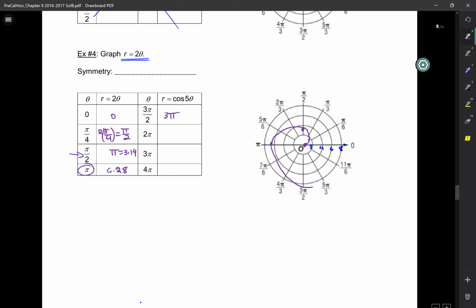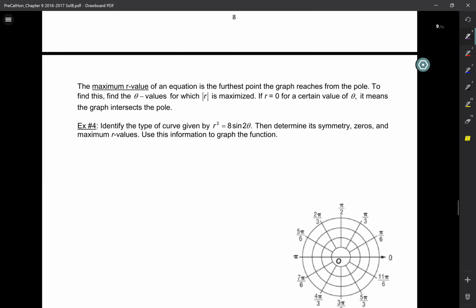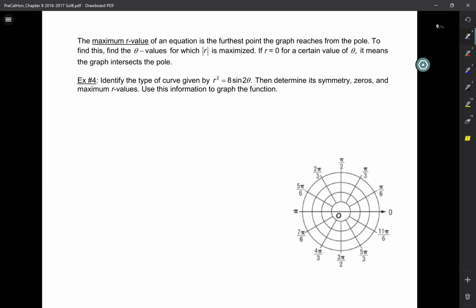Okay, so at each step, it just spirals out. Okay? All right, so determining maximum R value. This is the furthest point the graph will reach from the pole. So another way to look at it is this is where absolute value of R is a maximum.